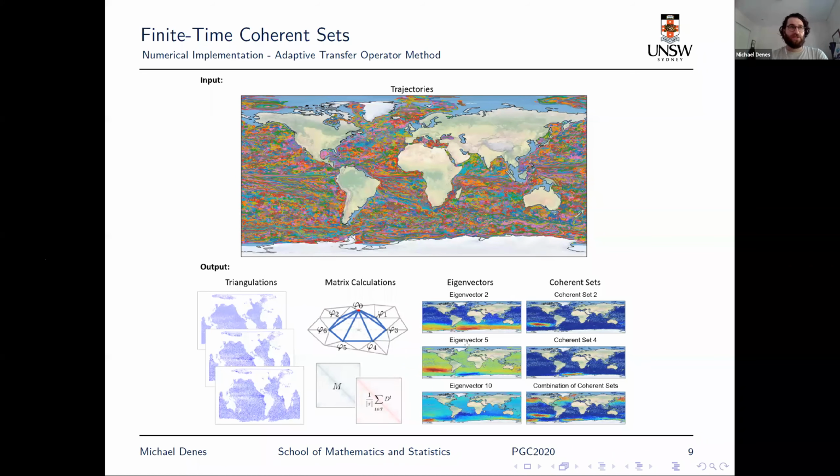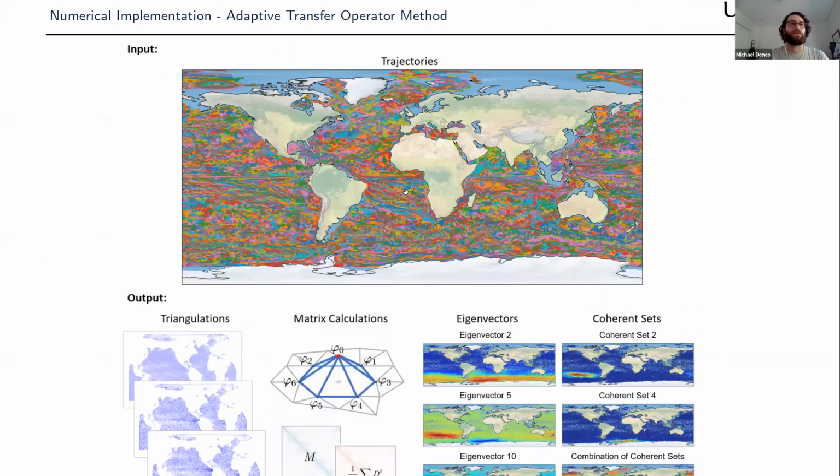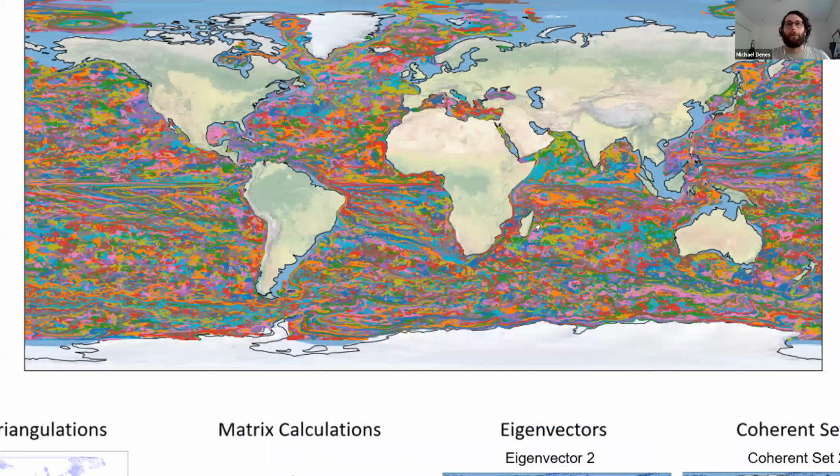So this is just a visual method. Normally I write down all the equations and whatnot, but what we have is we start off with a set of trajectories. On the top, I've got a whole bunch of different squiggles, and I'll zoom in so you can get a better sense of what these are. Each color, each little curve represents a single particle. So think of a water parcel in the ocean through time.